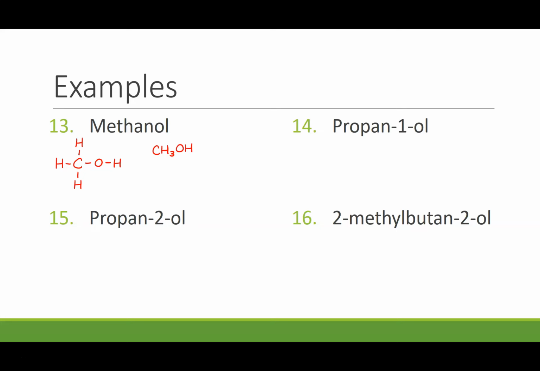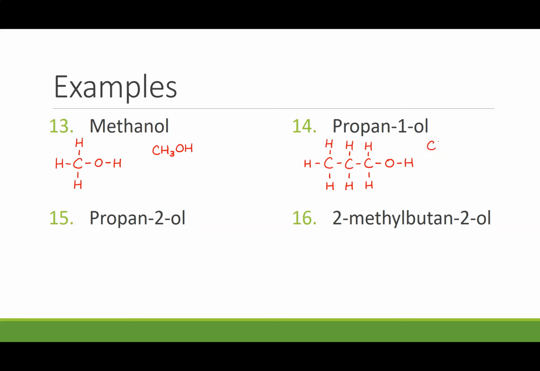Number 14, propan-1-ol. Prop means 3 carbons. The "an" tells us that the 3 carbons are all bonded by single bonds, and the ol ending tells us that there's a hydroxyl group. Now the 1 in front of it tells us that the hydroxyl group is attached to carbon 1. Carbon 1 can be the carbon that is furthest to the left or the carbon that's furthest to the right. I usually would put the hydroxyl group on the right. So that is our full structural formula for propan-1-ol.